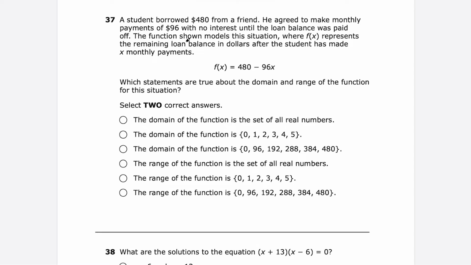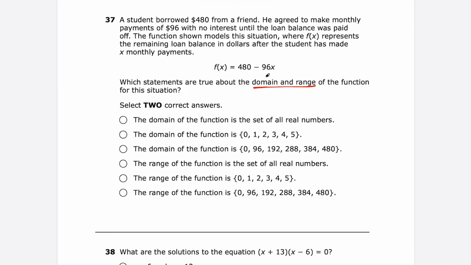Question 37, we have a student borrowed $480 from a friend, and he agreed to make monthly payments of $96 with no interest until the loan balance was paid off. And then we have the function here, f of x models the situation where f of x represents the remaining loan balance in dollars after the student has made x monthly payments. And here's our function.